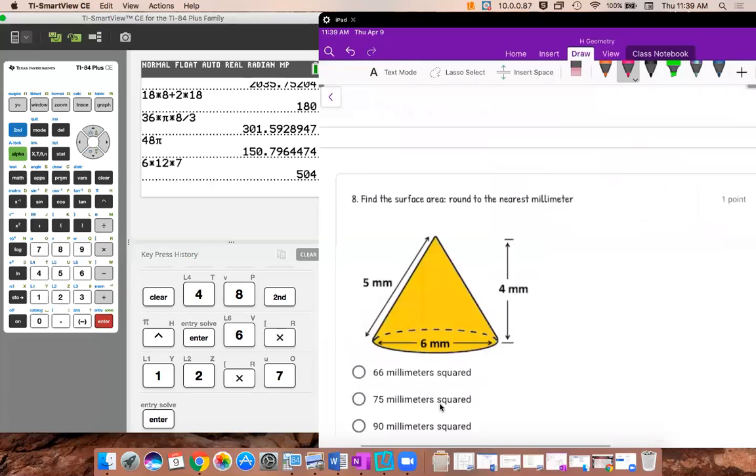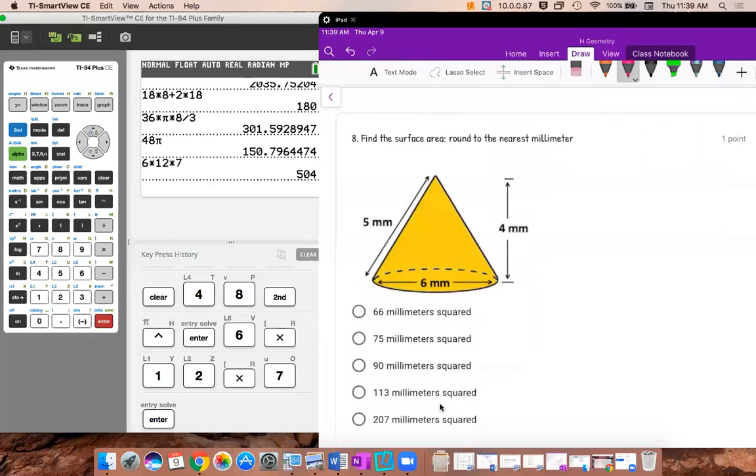Okay, number 8. We are looking for the surface area of this guy. So this is a weird one. Your cone has a weird surface area formula. So hopefully you had this written down when you were doing this assessment. But your surface area is pi, radius, slant height. So those all multiply together, plus the area of your base, which is pi r squared.